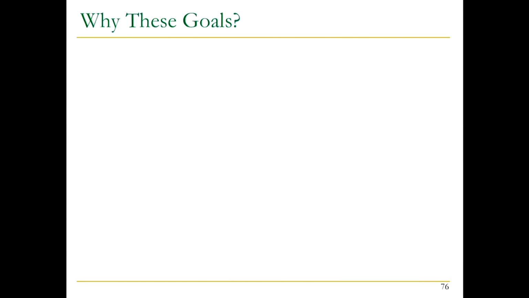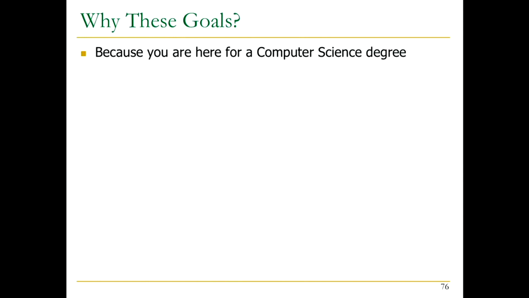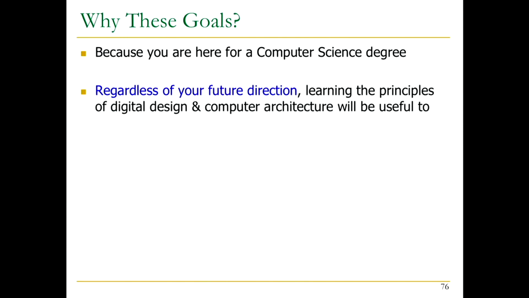So let's take a look at, so why these goals? Any question? No? Okay. So why these goals? Well, because you're here for a computer science degree, and computer science is very broad today. And I think as a computer scientist, you should really know how to design systems. But hopefully this is not the only reason. Because regardless of your future direction, learning the principles of digital design and computer architecture will be useful to design better hardware, if that's what you would like to do in the future, and you may not know what you would like to do. That's all the more reason to learn these things.